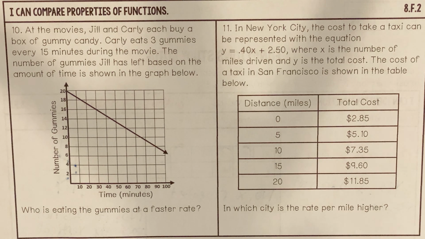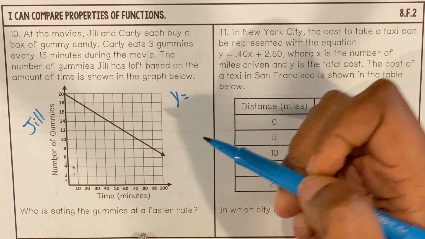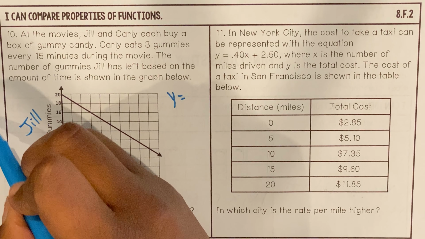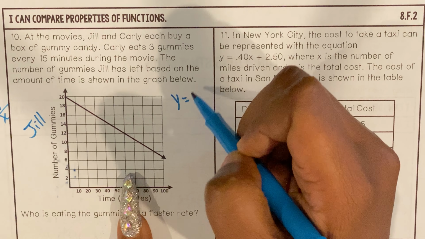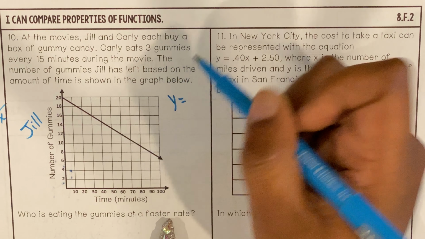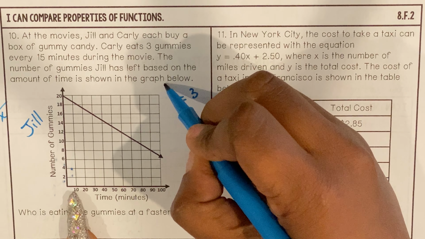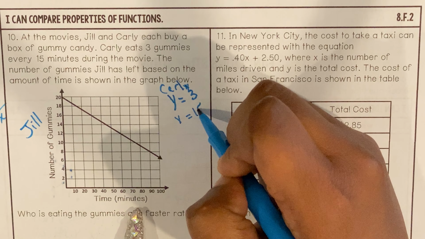So let's do that. This is for Jill. I'm going to write Jill here just so we're not confused. This is Jill's graph. Carly, they each buy a box of gummies. So Carly eats 3 gummies every 15 minutes. So let me put our slope equals y over x, okay? So our y value for Carly is 3 gummies, the number of gummies. She eats 3 gummies. And this is Carly. How many minutes? Every 15 minutes.